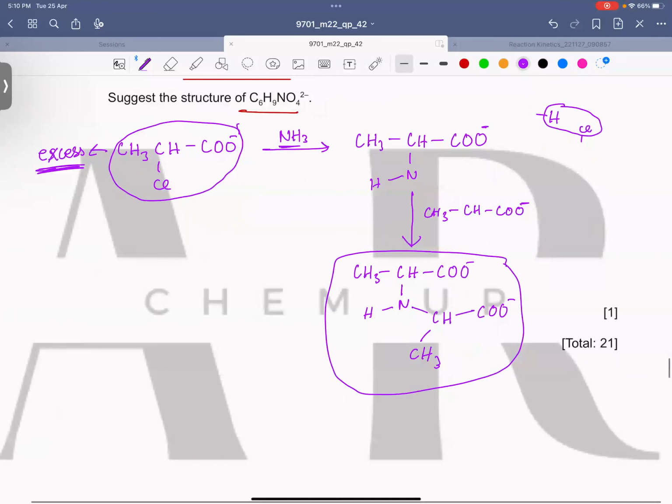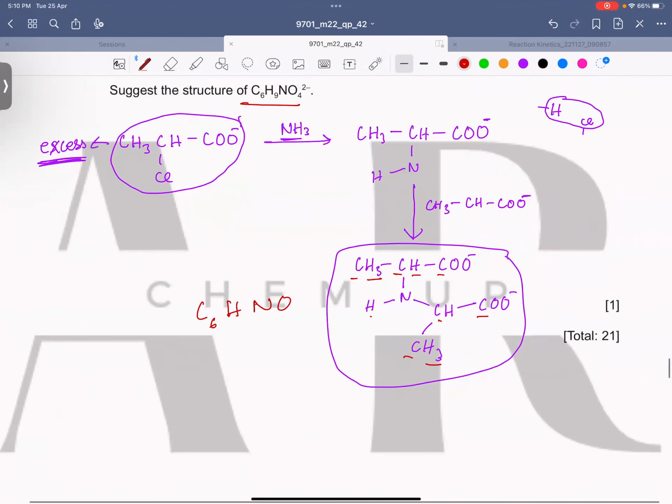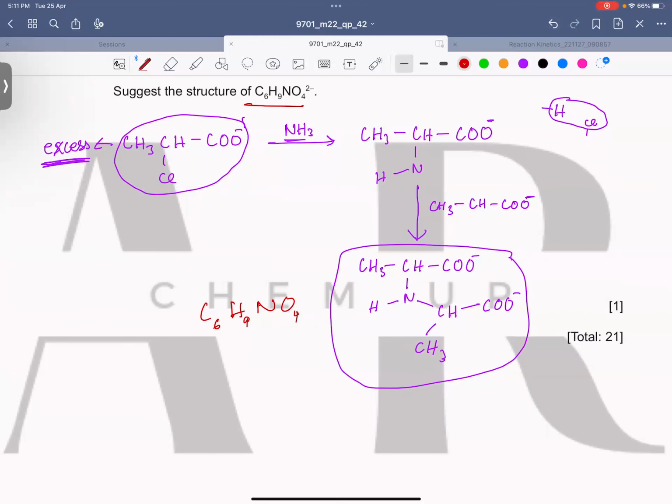Now, identify its molecular formula. C, H, N, and O. Carbons: 1, 2, 3, 4, 5, 6. Hydrogens: 3, 4, 6, 7, 8, 9, so 9 hydrogens. One nitrogen and 4 oxygens. So C6H9NO4 with a 2 minus charge.